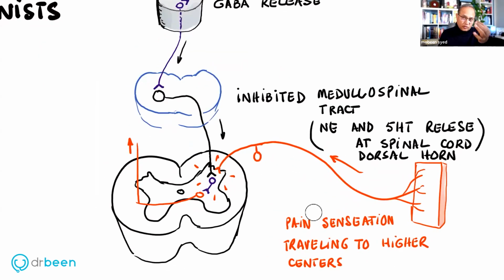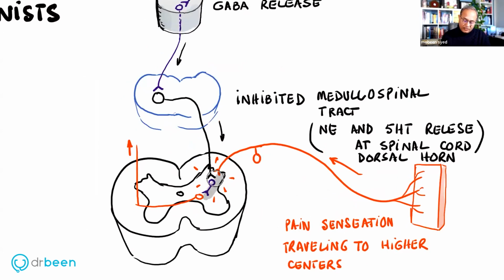This is a really important concept to capture. So here we have the spinal cord. This is the gray matter of the spinal cord, correct? So if I just look at one side of this gray matter, we have the ventral horn and we have the dorsal horn.